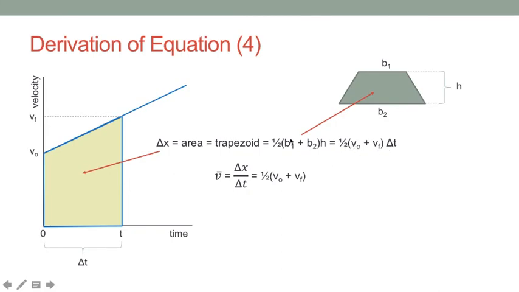We're going to take this equation and divide both sides by delta t, so we get delta x divided by delta t, which is just the average velocity, equals 1/2 the sum of the initial and final velocities, which is equation 4.